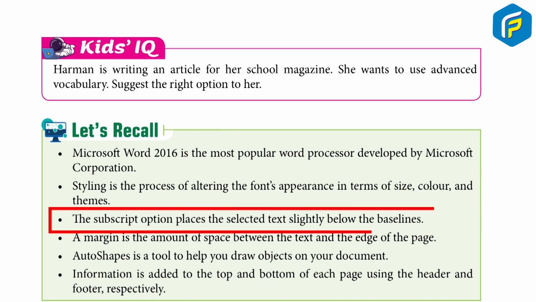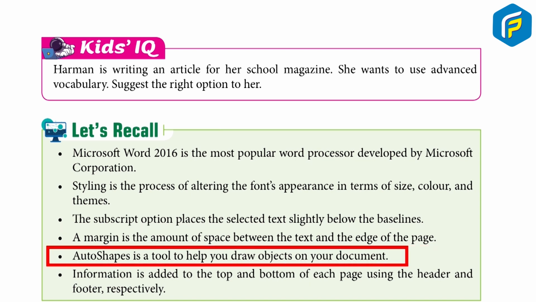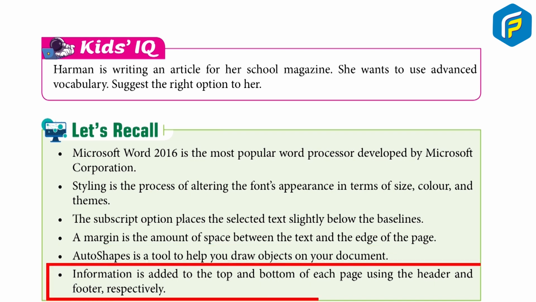The subscript option places the selected text slightly below the baseline. A margin is the amount of space between the text and the edge of the page. Autoshape is a tool to help you draw objects on your document. Information is added to the top and bottom of each page using the header and footer respectively.